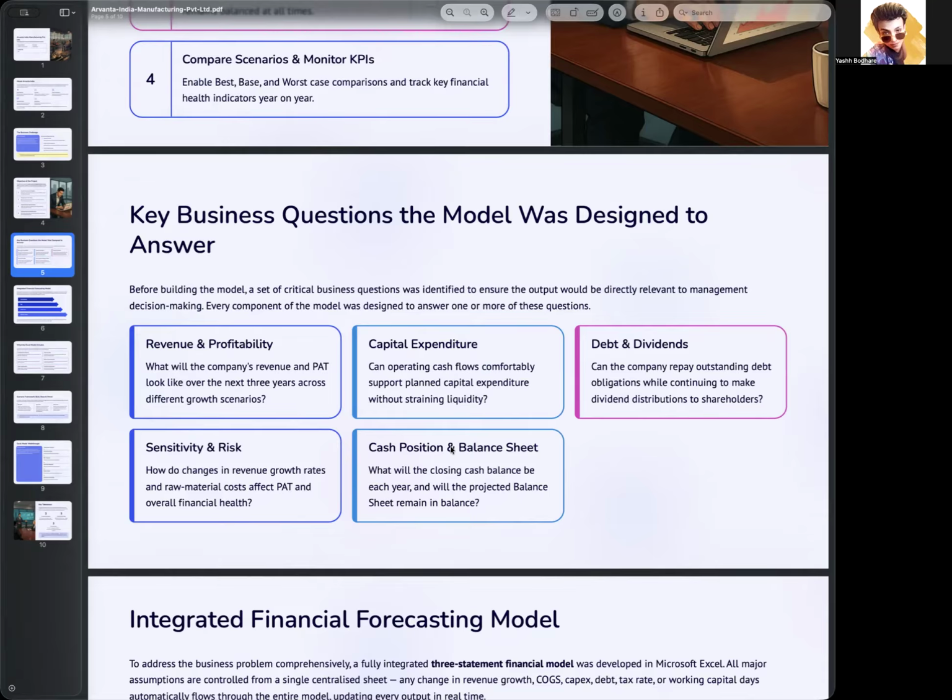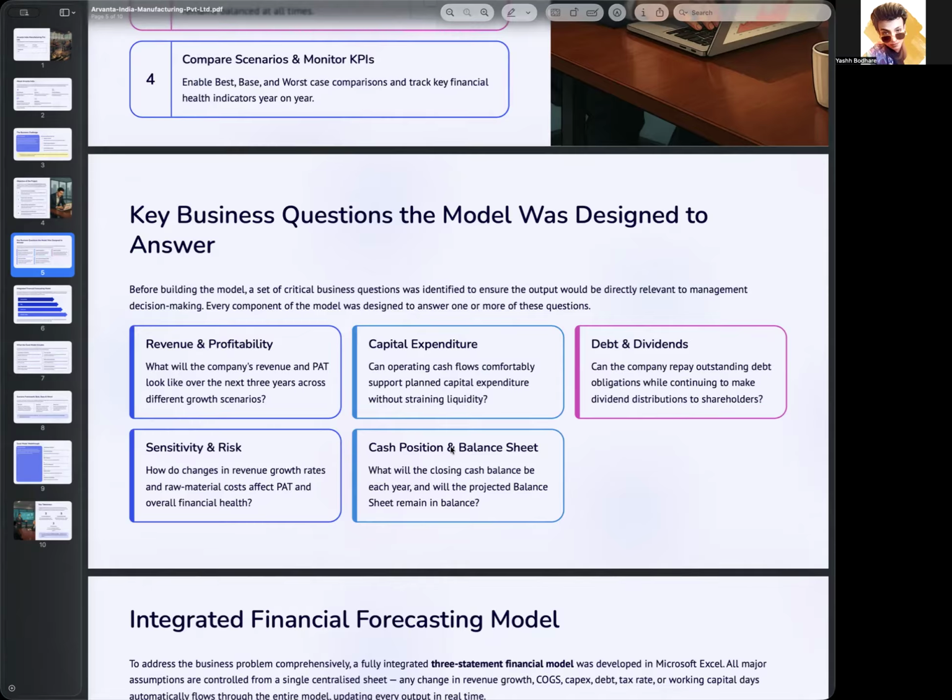The fourth question addressed sensitivity and risk. So, how would changes in revenue growth and raw material cost affect profit after tax and the company's overall financial position? And finally, the model needed to answer two basic but critical questions. What would the closing cash balance be at the end of each year? And would the projected balance sheet continue to remain balanced?